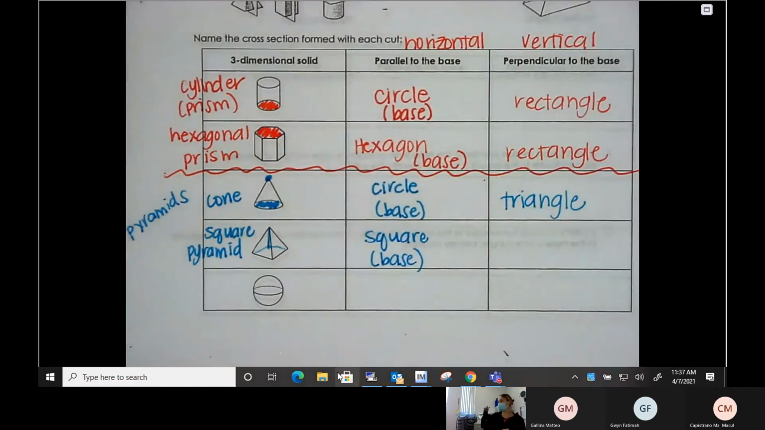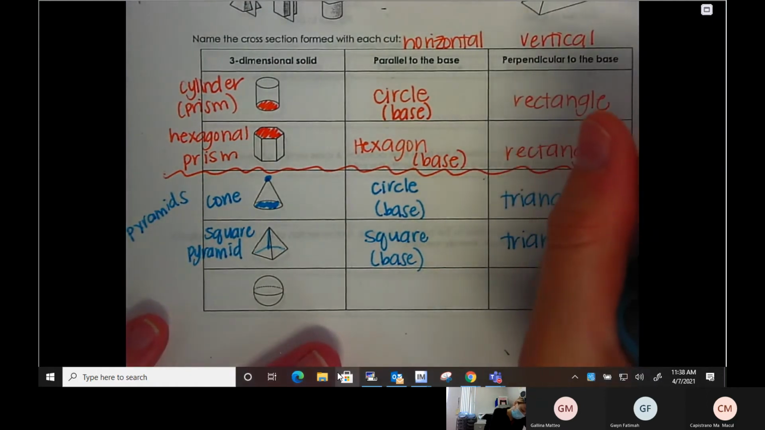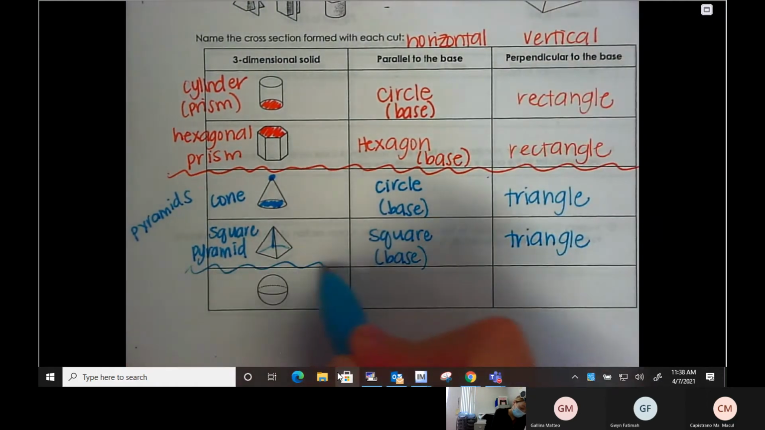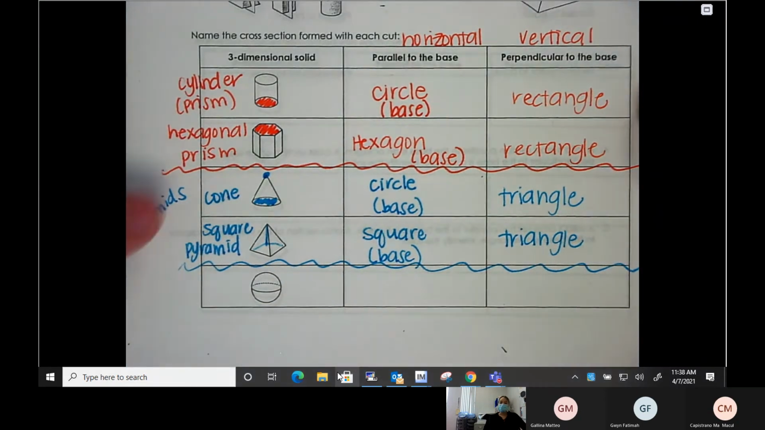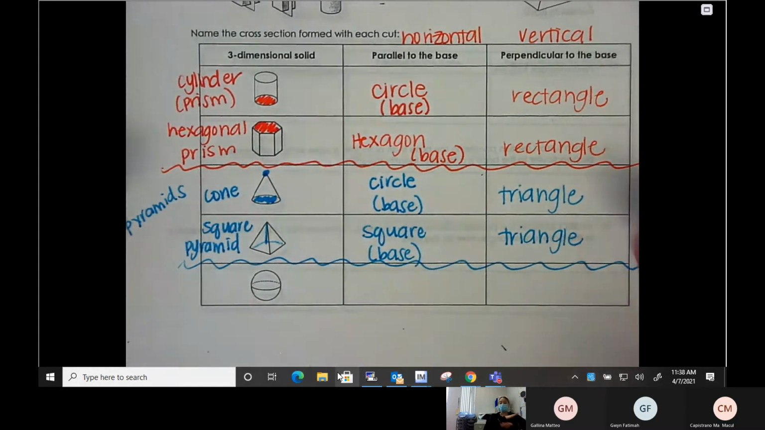Okay, so hopefully you're noticing a pattern. What shape do I get if I go vertical? You get a triangle again. So what did you notice? Someone tell me what they see in that chart there. Anytime you go parallel, you'll always get the base, no matter what shape it is. What happens when you go perpendicular? For a prism, what happens? It's a rectangle. For a pyramid, what happens? It's a triangle, and that's every time.